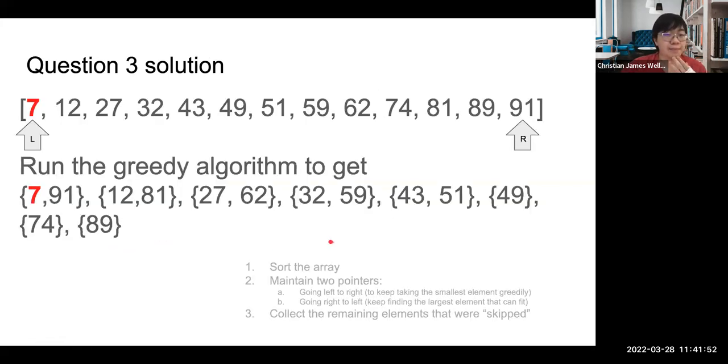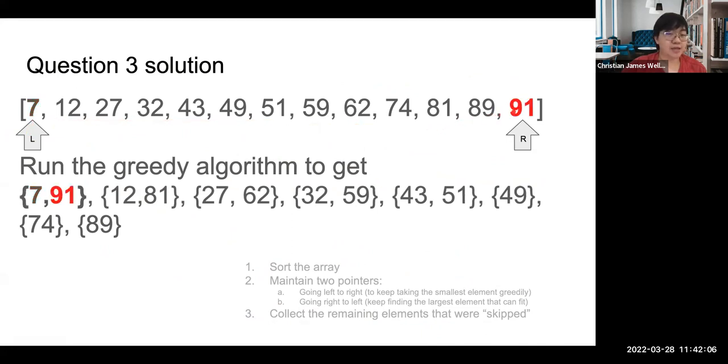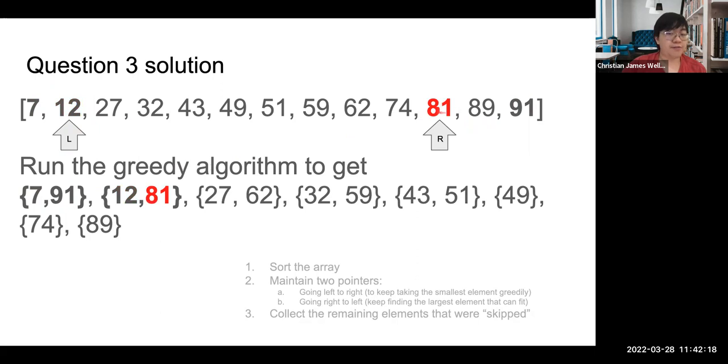So let's go through an example here. Again, this is the high level algorithm. I've sorted this, and I maintain two pointers. The left 7 can be paired with 91. That's fine, so they form the first pair. For the second one, you advance the left pointer and you see 12. I can take 12. Who can I pair it with? 12 cannot be paired with 89, because the total sum is 101. So you pair it with 81.